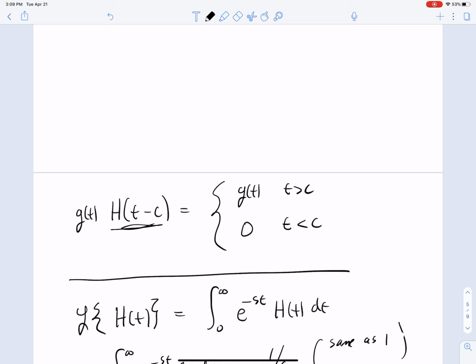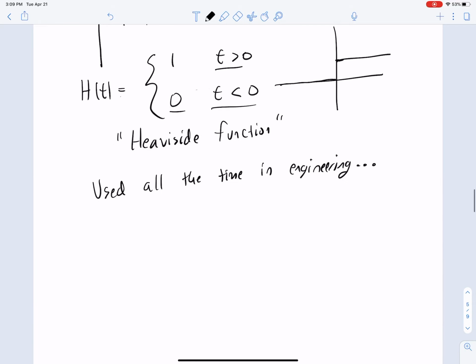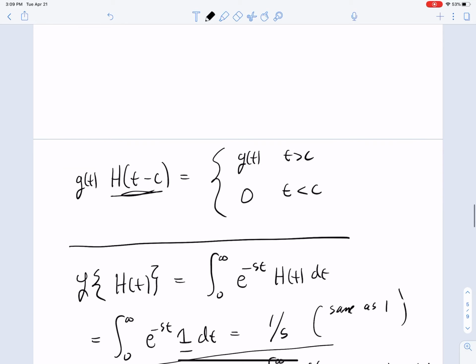Let me just point out here that I can make a more complicated version using a Heaviside function h of t minus c. That's just going to shift the origin over to c, right? So that would mean that now my step occurs at c instead of at 0. And then the height will become some g of t. I'm just writing a general function of time there.